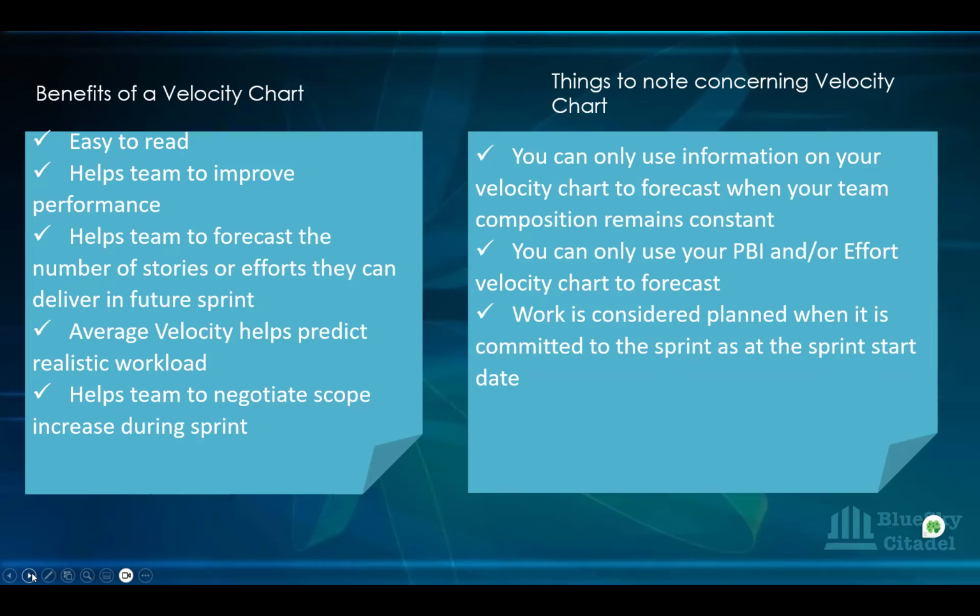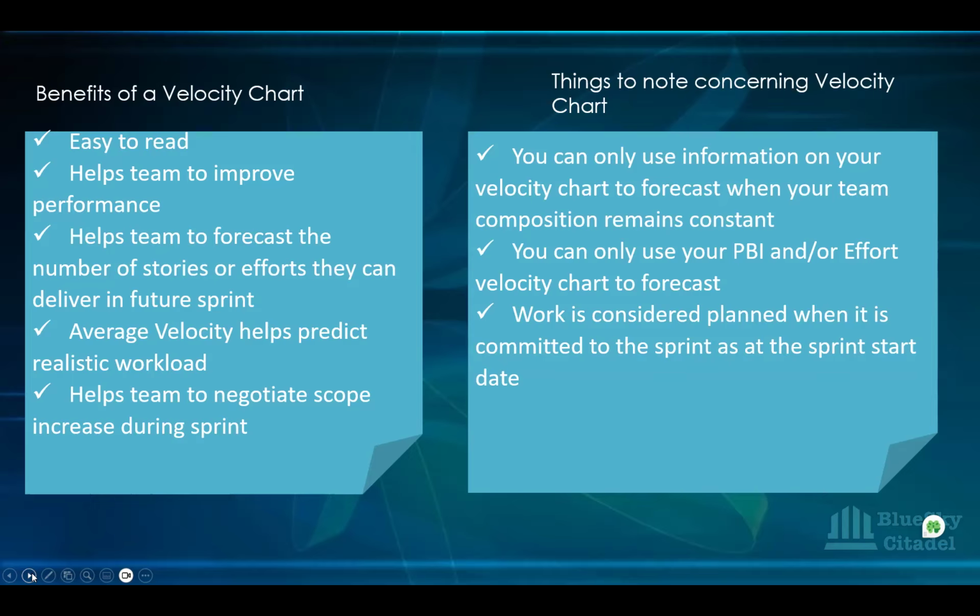It helps the team to improve their performance. By the time they're looking at their pace, they're able to improve their performance. They're able to discuss their velocity during the sprint retrospective and use it to improve. It also helps them to forecast the number of stories or effort they can deliver in future sprints. So if at full capacity we're able to complete 80 story points, and we go into the next sprint still at full capacity, then that means we can complete another 80 story points.